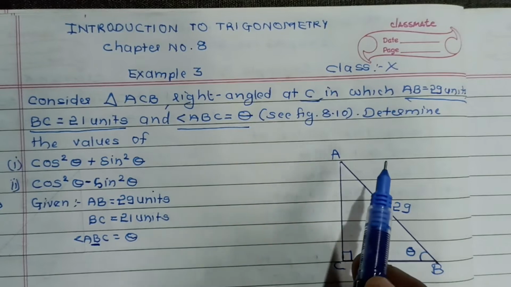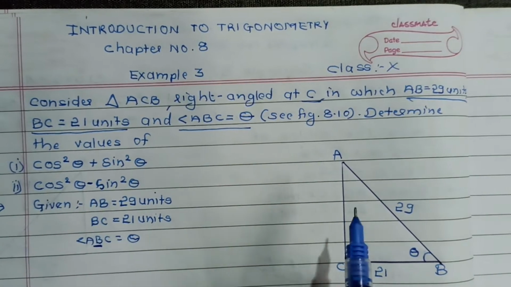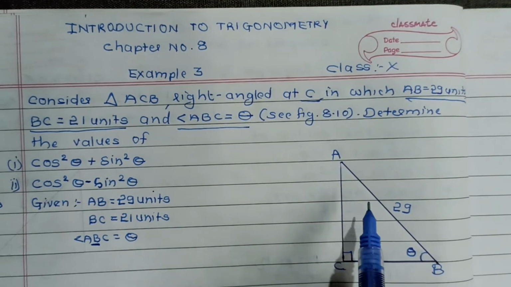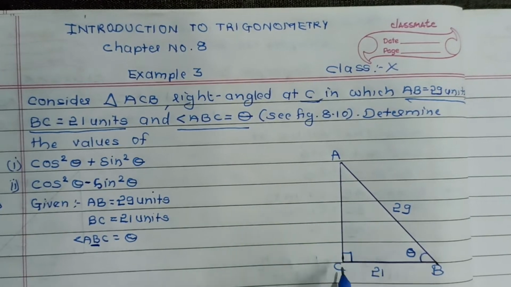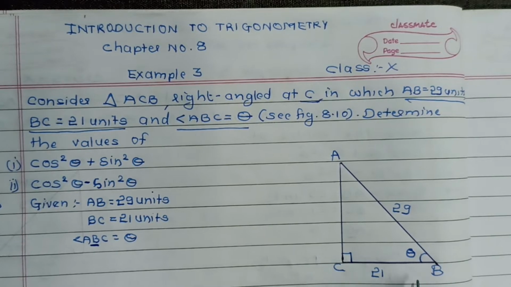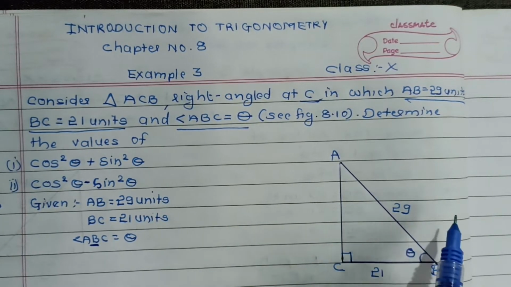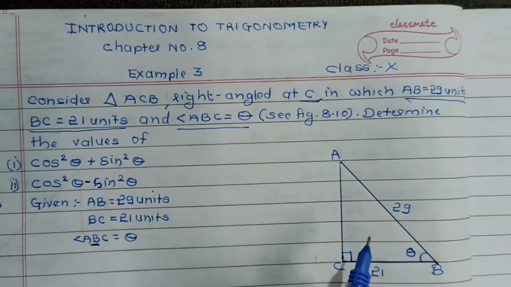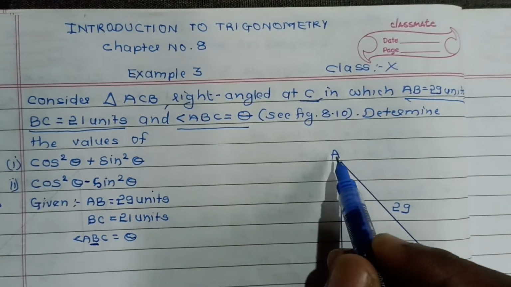So before determining the values of this first and second, you must know the value of the third side. What is the value of third side? It is not given. So therefore you have to find out the value of AC. Only two sides length is given, that is BC 21 units given and AB is 29 units given. So therefore you have to find out the third side value, that is AC. So to get the value of third side, you must use the Pythagoras property. Then only you will get the value of this AC.